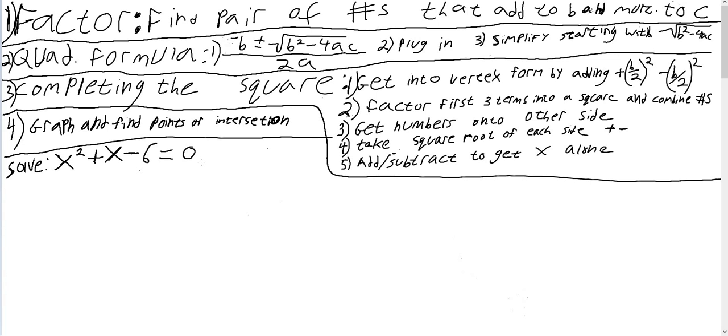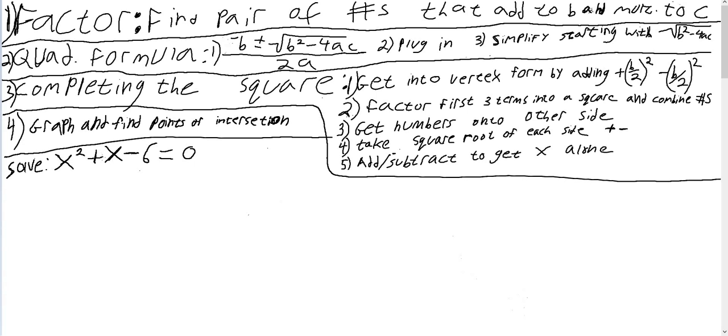Okay, so the first method we're going to use is factoring. In order to factor, we need to find a pair of numbers that add up to b, which is the middle term, in this case 1. There's an invisible 1 there because x is the same as 1x. And they multiply to c, which is the last term, negative 6. It's not just the last number, it's the last term, including the sign. So it's negative 6 in this case. Also remember, a, b, and c don't include the x, it's just the coefficient.